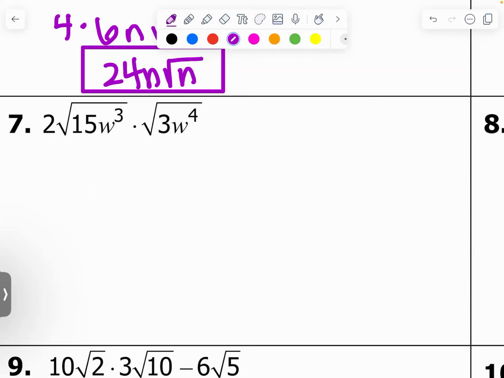Okay, listen to me talk through number 7, because I know that you haven't been. What we're doing is multiplying the outside, multiplying the inside, and then simplifying. When we multiply the outside, what do we get? 2. When we multiply the inside, 15 times 3 is 45. And then W cubed times W to the 4th is W to the 7th.